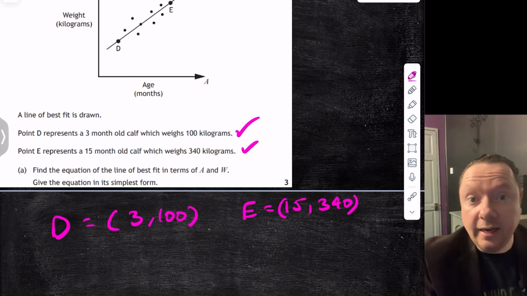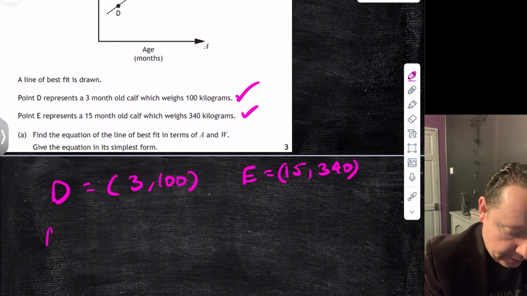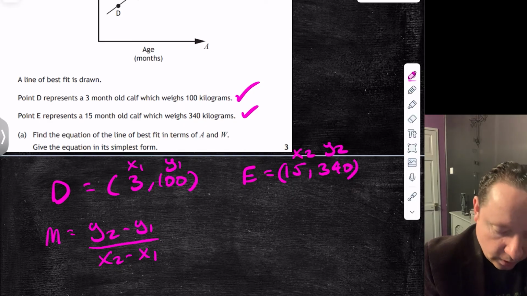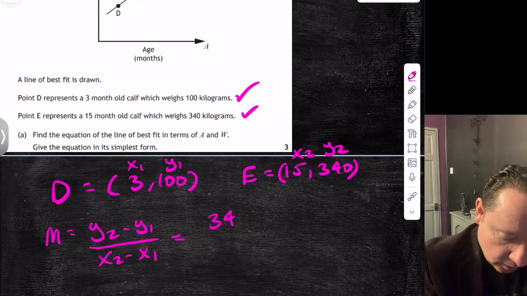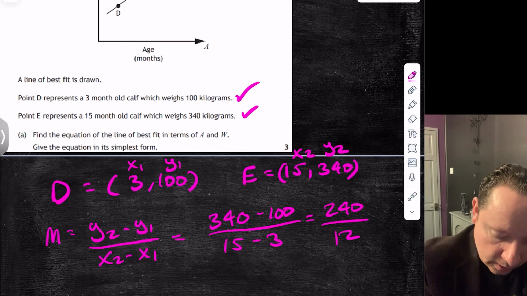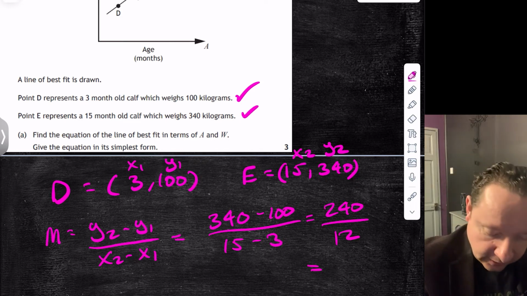So I can find the gradient. Remember, gradient is y2 minus y1 over x2 minus x1. So I call one of them x1 and y1, and the other one x2 and y2. I usually make the bigger one x2, y2. Subbing it in, 340 minus 100 over 15 minus 3. That's 240 on the top and 12 on the bottom. 12 goes into 24 twice, so that makes 20 as my gradient.